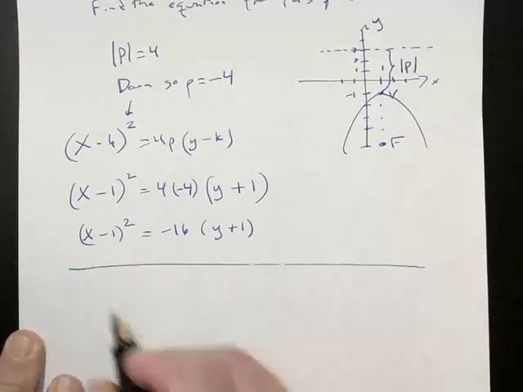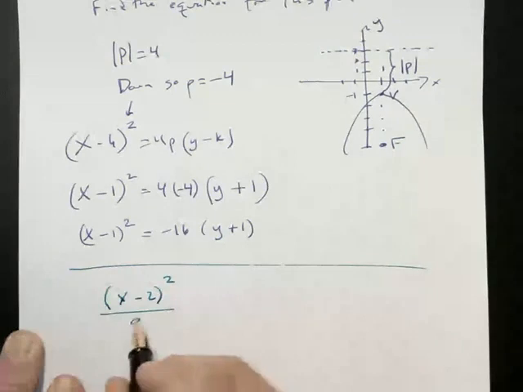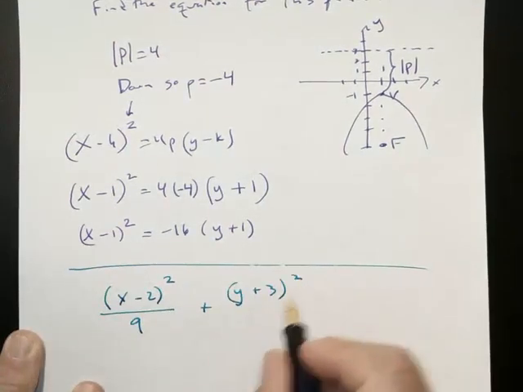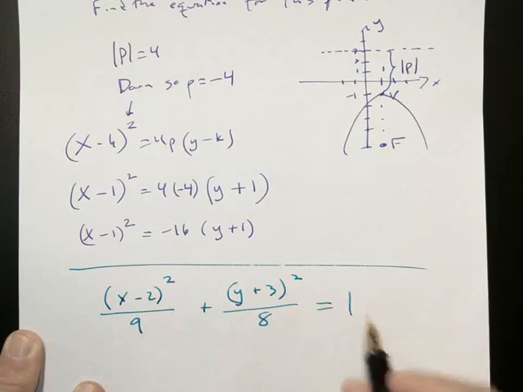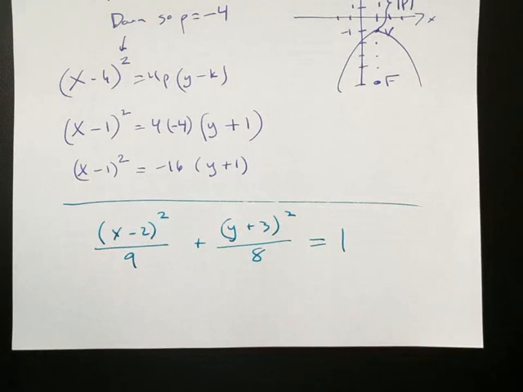But let's start with one that's already been completed. Here is an already complete ellipse. How do I know it's an ellipse? Well, Dr. Sassmore, you said so. And you believe me, you fools, you.